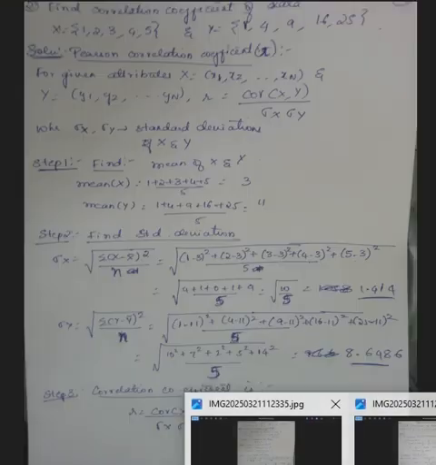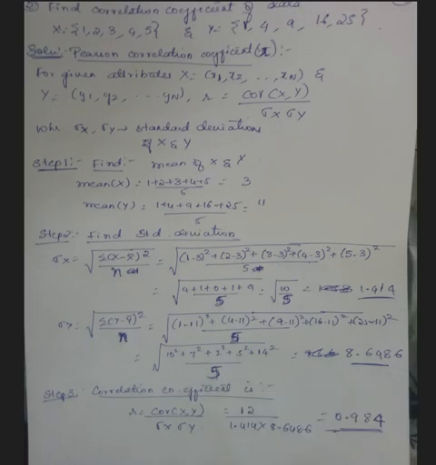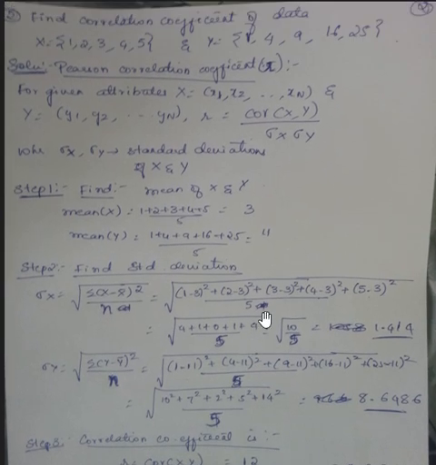Now going to the next problem, correlation. So find the correlation coefficient of the data. They have given the two data like this. First of all, just revise: Pearson correlation coefficient, also denoted by the letter small r, for the given attributes x: x1, x2 up to xn, and y: y1, y2 up to yn, is r is equal to, the numerator is nothing but the covariance of x comma y, divided by standard deviation of x times standard deviation of y.